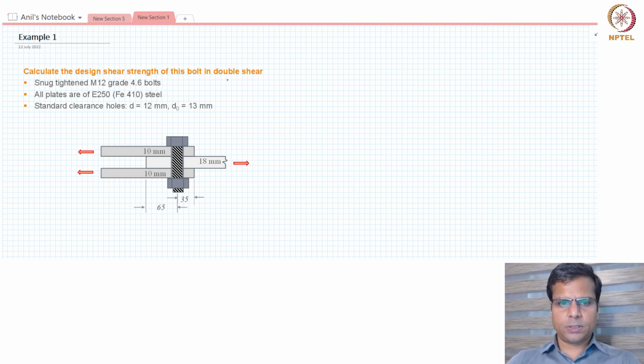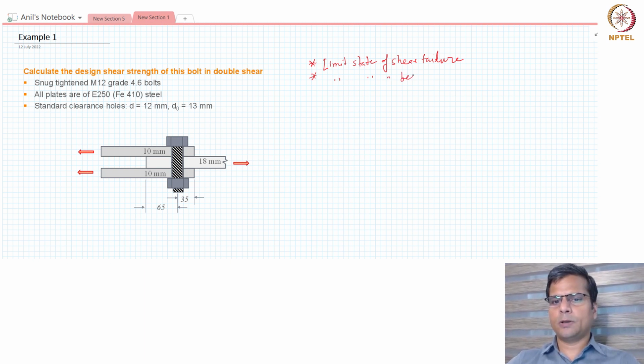So we have just gone through the two limit states for bolt failure, for bolts which are subjected to shear and are bearing type. One limit state was the limit state of shear failure, and the other one was the limit state of bearing failure.